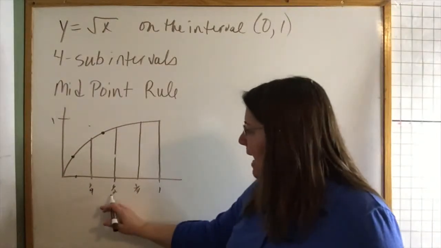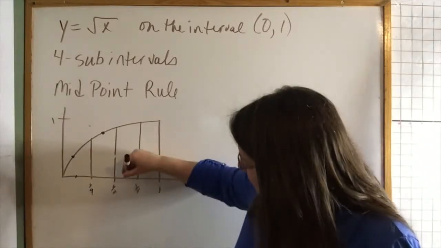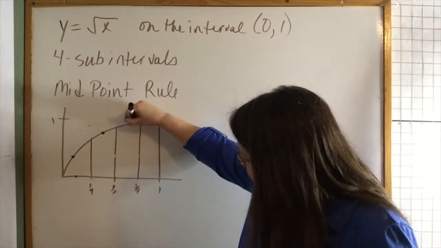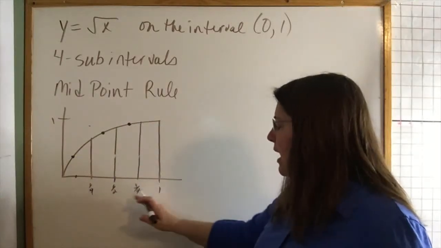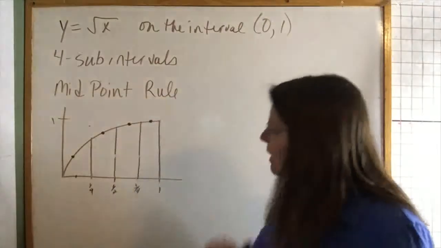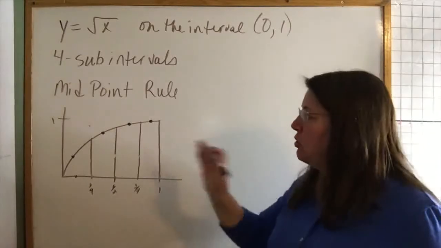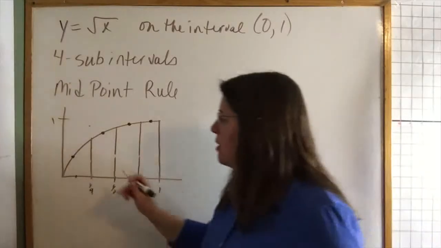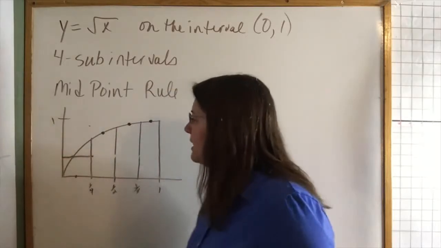Halfway between 1/2 and 3/4 would be 5/8. So at the 5/8 mark, I'm going to draw a dot, and then halfway between 3/4 and 1 would be at 7/8, so that would be about right there. And then I'm going to draw rectangles using those midpoints. So my rectangle height for this one is going to be right there.